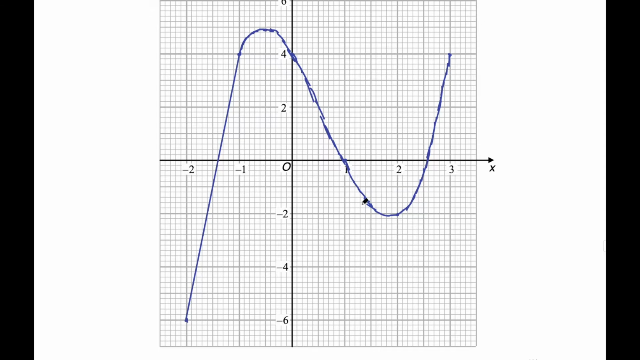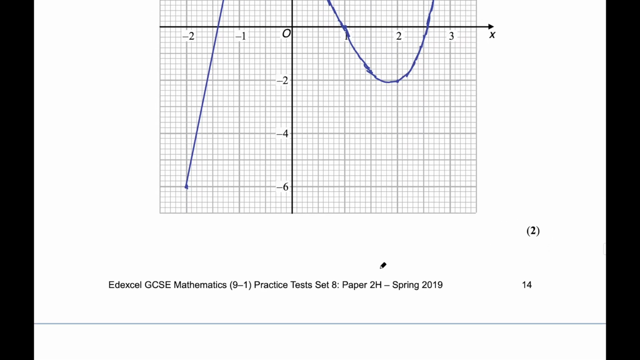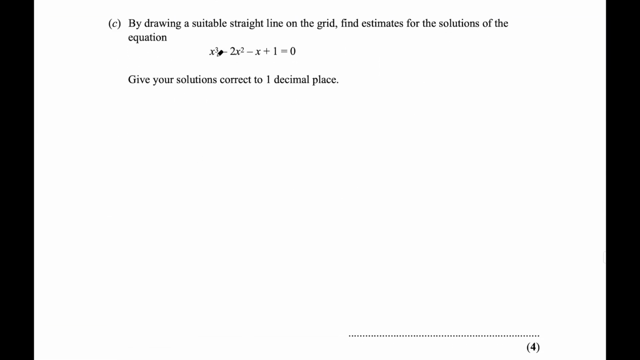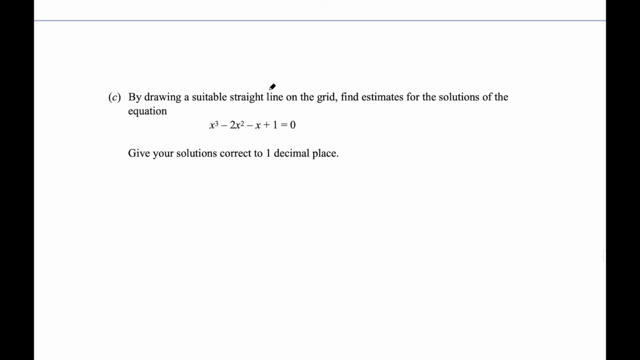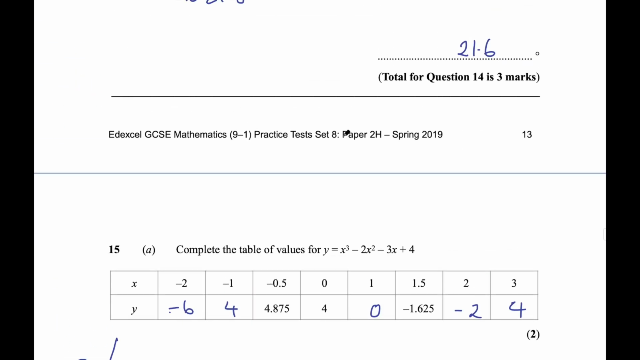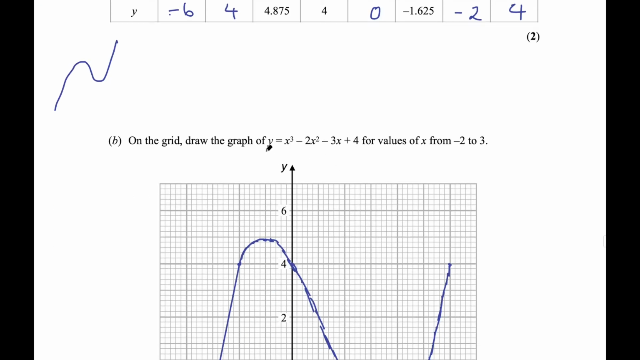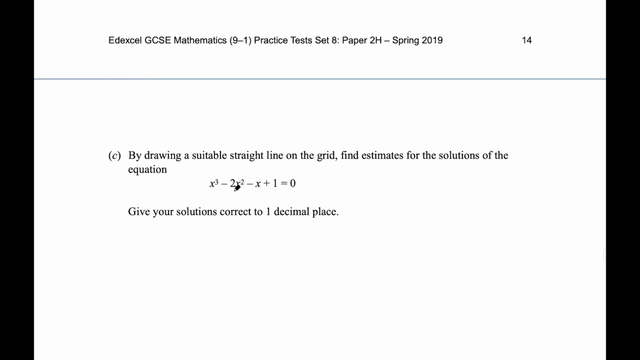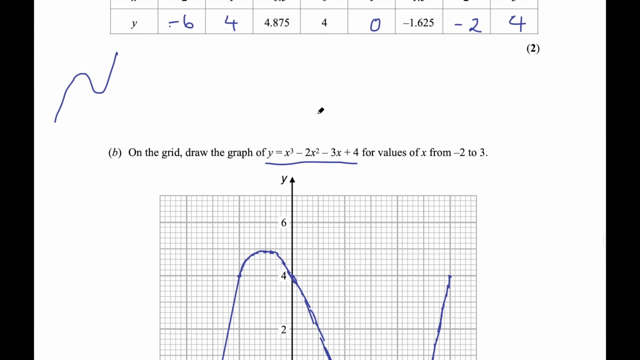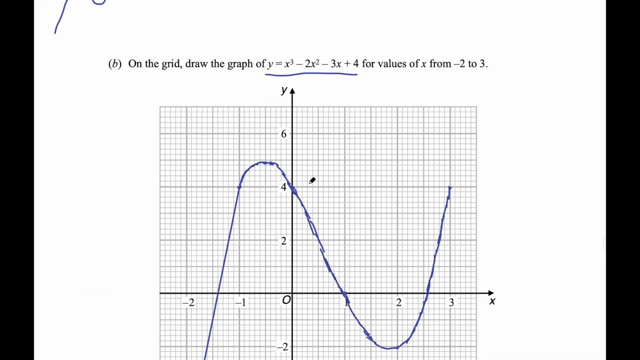As long as you plot all the points correctly and draw that curve in, that should be good for 2 marks. Part C says, by drawing a suitable straight line on the grid, find the estimates for the solutions of the equation x cubed take 2x squared take x plus 1 equals 0. Give your solutions correct to 1 decimal place. So firstly, we are looking for a connection between this equation and this one here. They're not just giving you a random cubic. You need to find how to convert this cubic into this one.